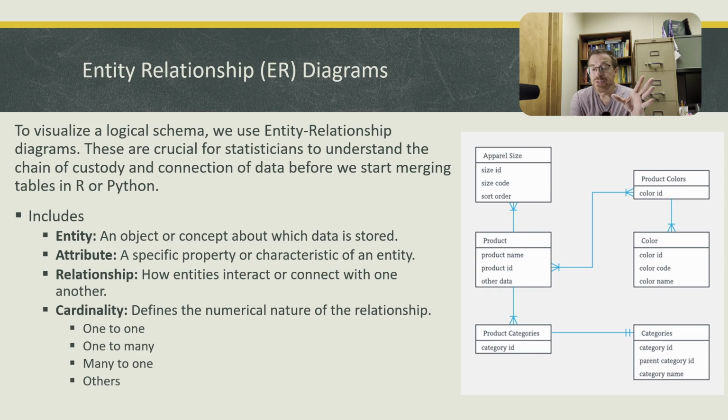For this interaction, we have different cardinalities which describe the nature of that connection. We have one-to-one, one-to-many, many-to-one, and other ones like that. Looking at our table over here, whenever you see a line touching one of the entities, that would be one. Where you see it split into three, that is many. Looking from product to apparel size, this would be a one-to-many because there's one product, but it can have many different sizes. Let's say we have a shirt. That shirt could be small, medium, large, extra large, 2X, things like that. So this is a one-to-many relationship.